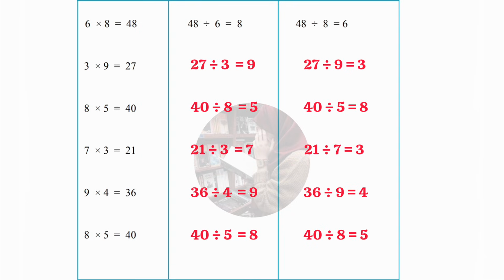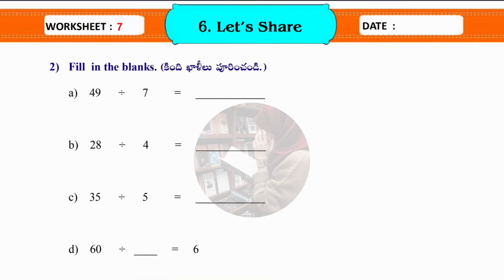The last one is 8 5s are 40. Okay, so the first division form is 40 divided by 5 is 8. The second division form is 40 divided by 8 is equal to 5. Understood, guys? It's easy, na? Okay, let's move on to the second Roman, which is fill in the blanks.